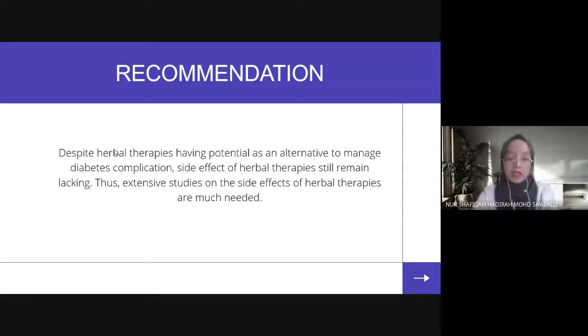antioxidant enzymes. My recommendation is, despite herbal therapies having potential as an alternative to manage diabetes complications, data on the side effects of herbal therapies still remain lacking. Thus, extensive studies on the side effects of herbal therapies are much needed. That's all from me. Thank you so much for listening.